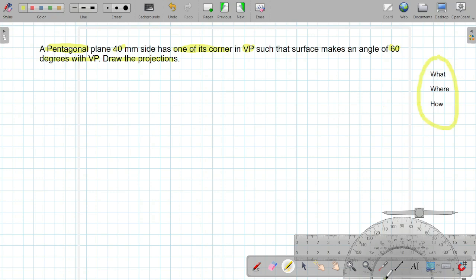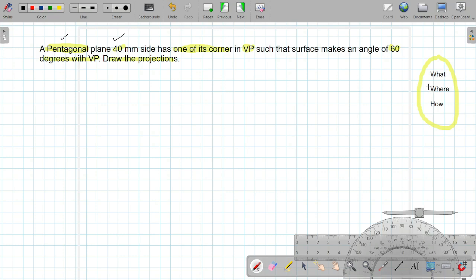So before starting, as I told, we have to get the answer for these three questions: what to draw, where to draw, and how to draw. So trying to find out the answers from the question. What to draw? In the first word itself, a pentagonal plane. That means we got the answer for the first question: we have to draw a pentagon of side 40 mm.